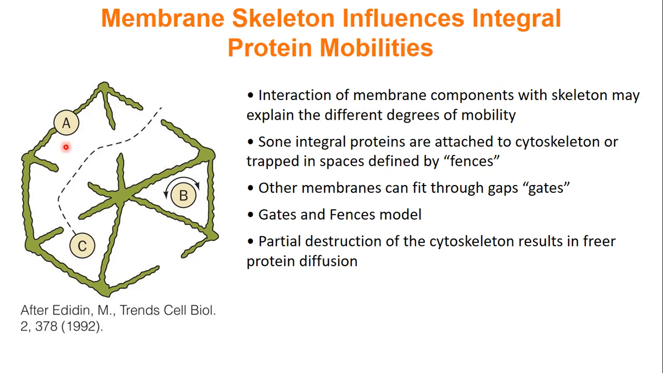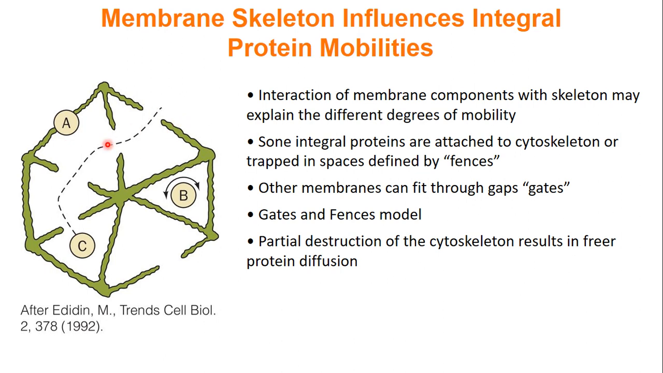Now, if we look at this cartoon of the membrane skeleton, we can start to understand why some proteins are free to move throughout the membrane and some aren't. Some proteins, such as B, are trapped in what are called fences. This spectrin cytoskeleton forms these fences where this protein cannot leave. Or they are attached to the skeleton, such as A, so they can't move at all.